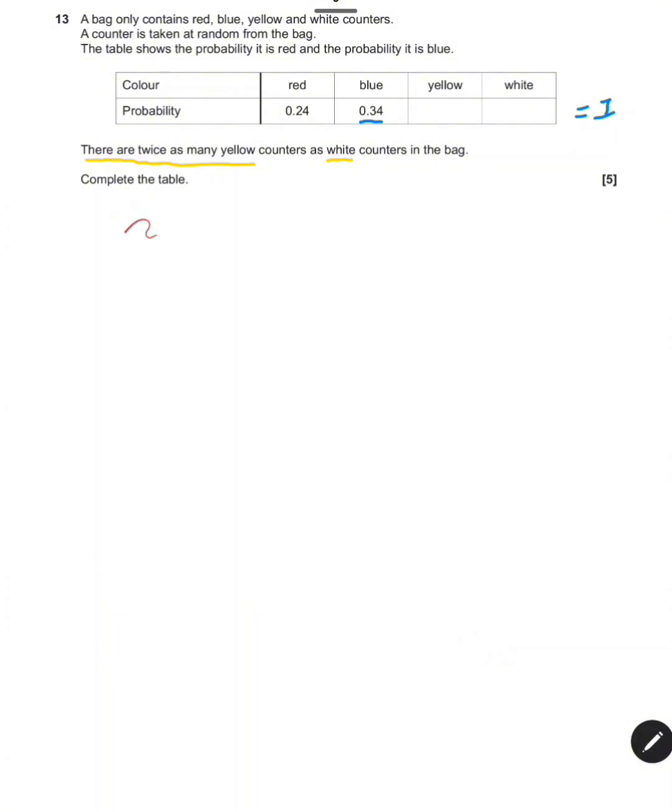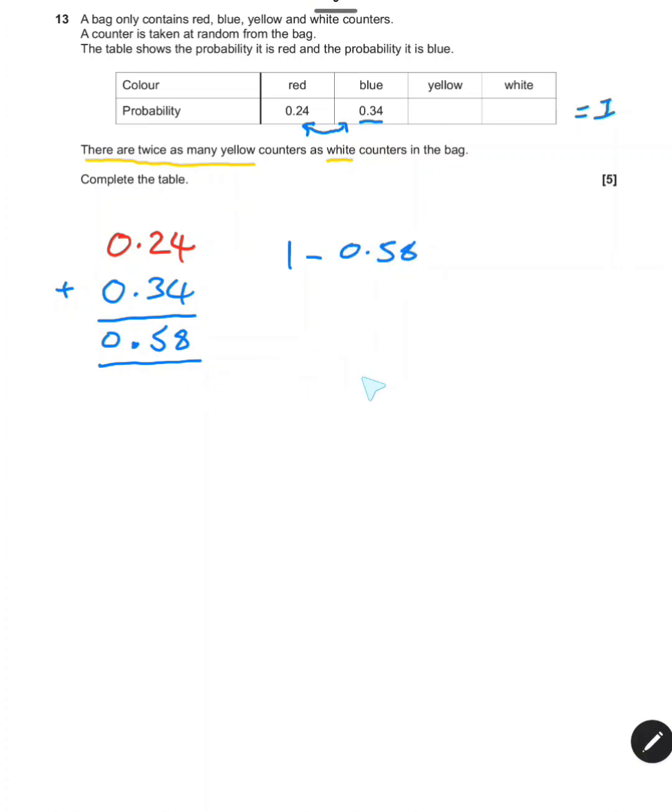We've got the red is 0.24. We've got the blue is 0.34. And I'm just going to add these together to see what happens. 4 add 4 is 8. 2 add 3 is 5. Decimal point, 0.58 is what these two add up to. I said that all these probabilities need to add up to 1. So what I'm going to do is 1 take away the thing we just worked out, the 0.58.